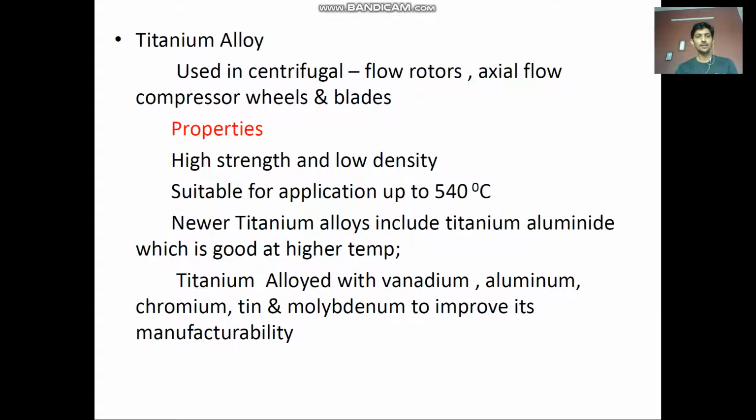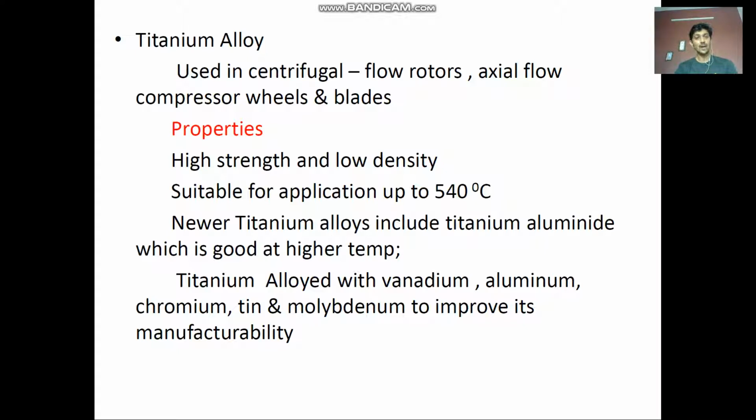Let us continue with the next material, that is titanium alloy. Titanium alloy has better temperature resistance than aluminum alloy, and it is basically used for centrifugal flow rotors. They didn't specify here a compressor. It can be used for both turbines as well as compressors, but centrifugal in nature. And axial flow compressor wheels as well as blades are made of titanium alloys.